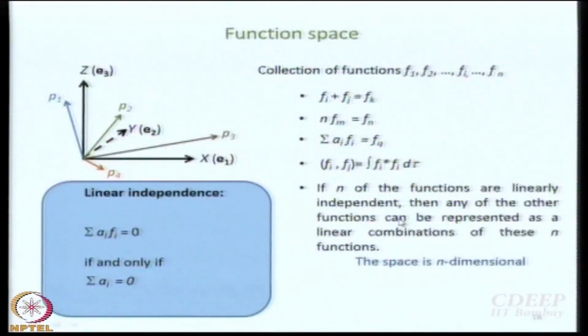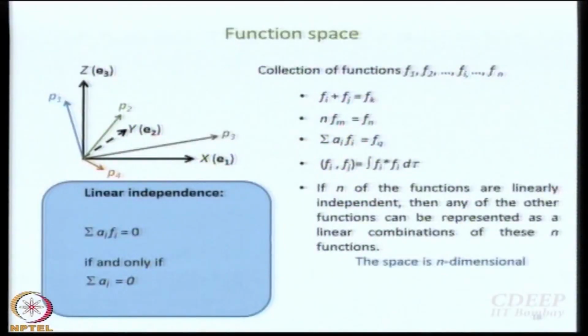So, let us go back to this definition now. If n of the functions are linearly independent, then any of the other functions can be represented as a linear combination of these n functions. Very easy to understand once again in terms of position vectors and base vectors. Any position vector, you always write it as x i e1 plus y j e2 plus z k e3, the components. That is basically what we are saying here.